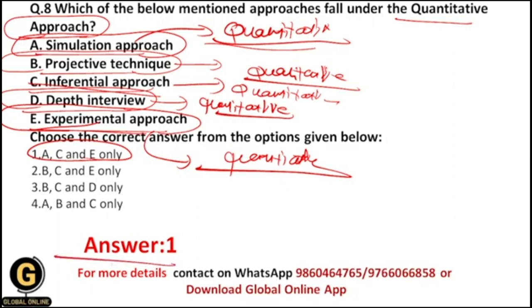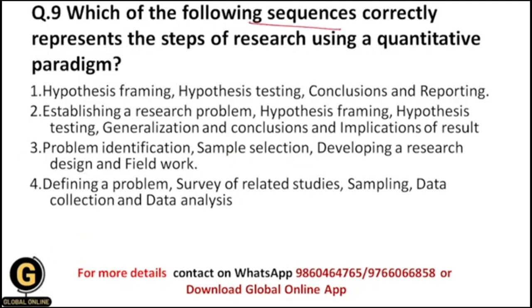Okay, which of the following sequences correctly represents the steps of research using a quantitative paradigm? Quantitative paradigm means exactly from which perspective or from which approach you are doing the research by using quantitative methodology. So in every research there are lots of sequence of steps that we need to follow, and these are nothing but the scientific methods. And within the quantitative paradigm we need to follow such steps, and here these steps have been given, but we have to understand the sequence of correct steps that we need to follow.